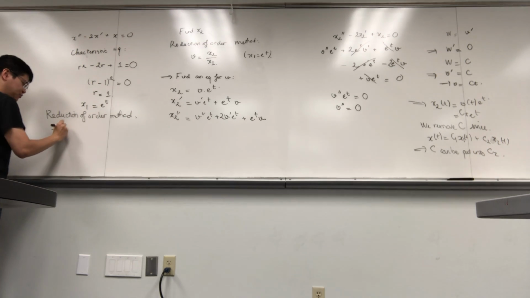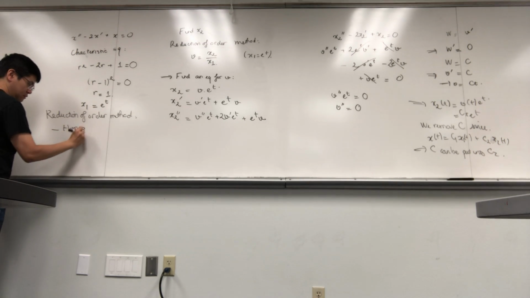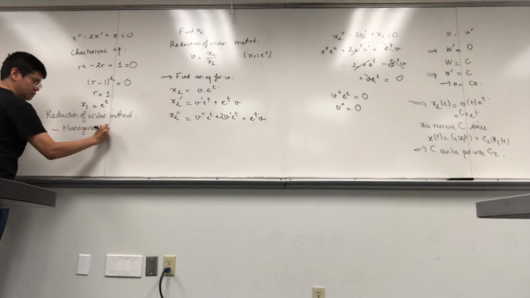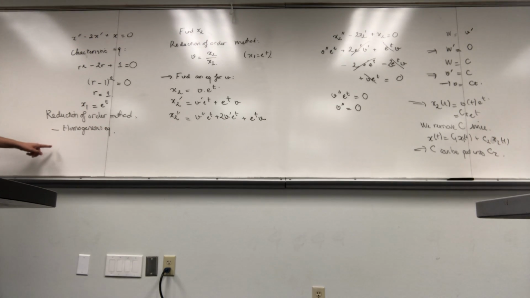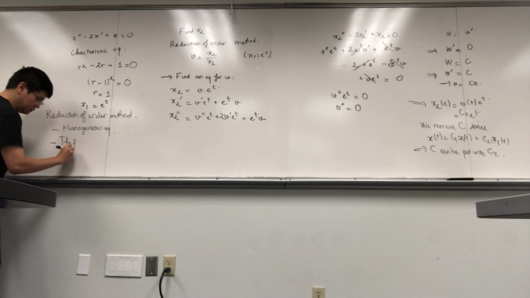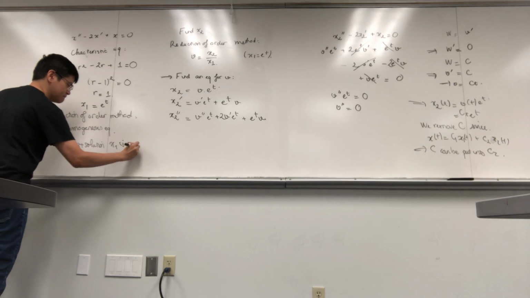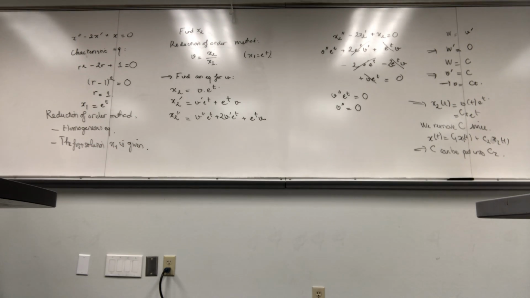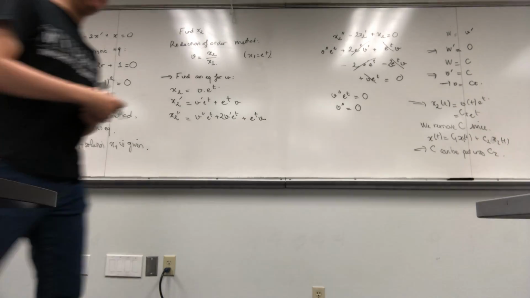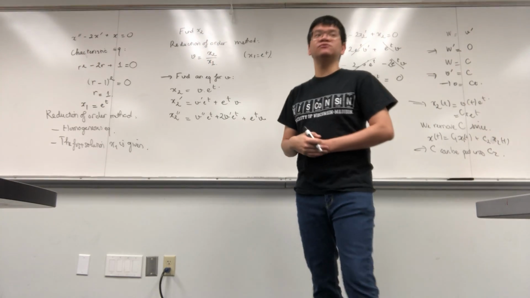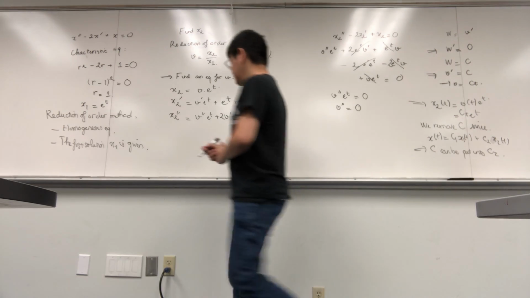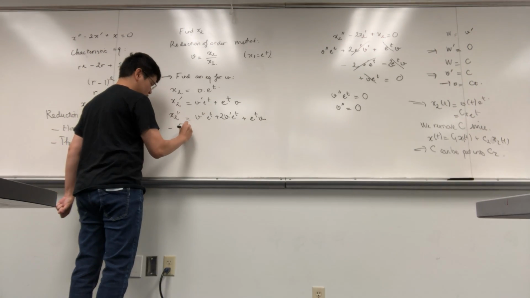Okay, so you have a homogeneous equation, right? For the reduction of order method, you have a homogeneous equation. For this equation, the first solution is given. X1 is given. So the first solution is always given. What you need to do is to find the second solution, right?